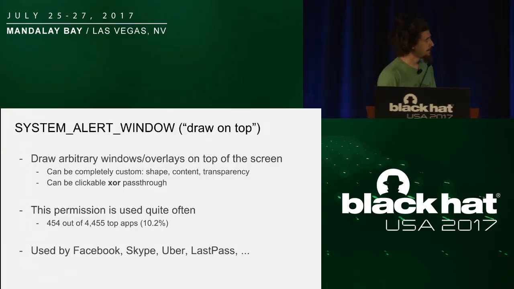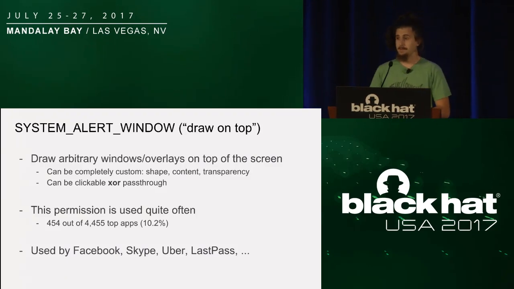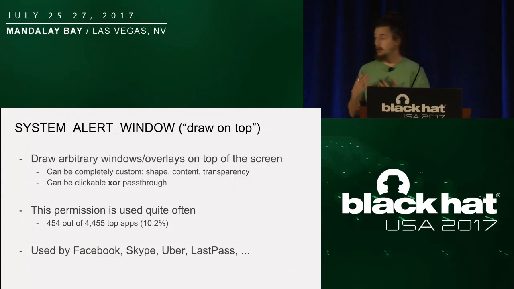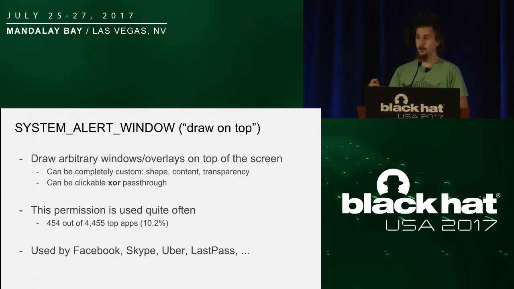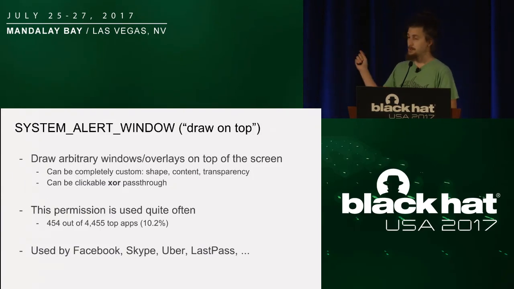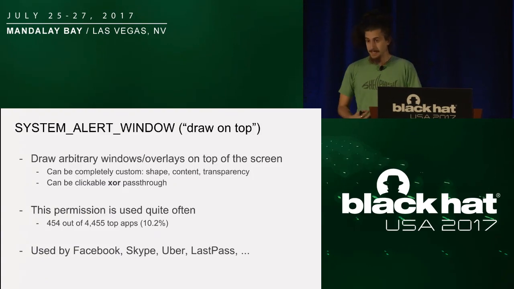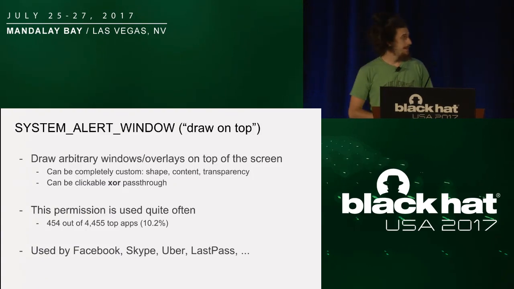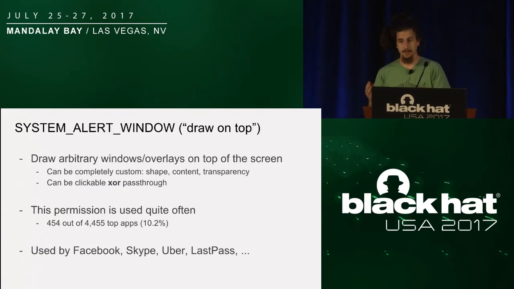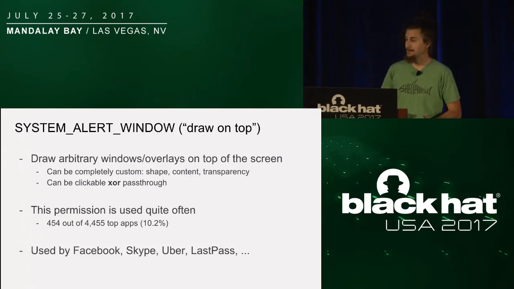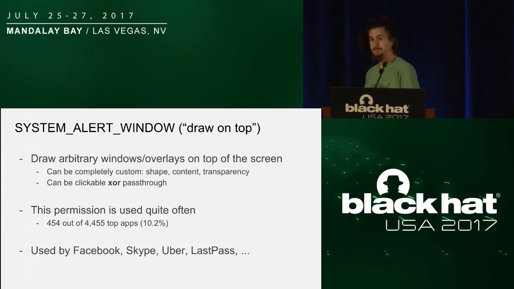Okay? So the two permissions we use, the first one is what we call system alert window. Informally, we call it draw on top. With this, you can draw arbitrary overlays on top of your screen, and it can be completely custom in shape, content, transparency, and they can be either clickable or pass-through. And that's an exclusive OR, and I'm gonna go back to this in a second. This permission is actually used quite often, by 10% of the top 5,000 apps we crawled, and some of these applications are quite popular with billions of users, like Facebook, Skype, and so forth.